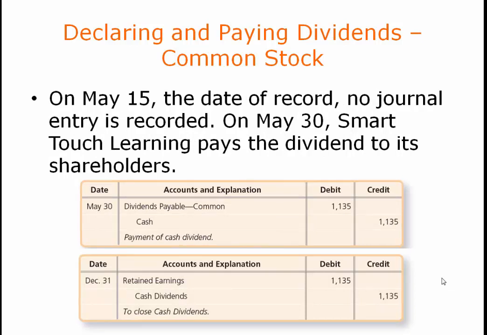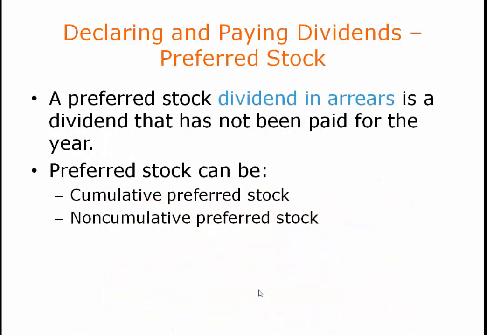And then when they make the dividend, they don't do anything on the date of record when they're checking the shareholders, but on the payment date when they pay the dividend, they're going to debit dividends payable and credit cash. And then this bottom one, this is when they close out the cash dividends. When they close that out, they're going to close it out to retained earnings. Now, preferred stock is a little bit different because in preferred stock, you can pay what's called a dividend in arrears. And you have 2 different types.